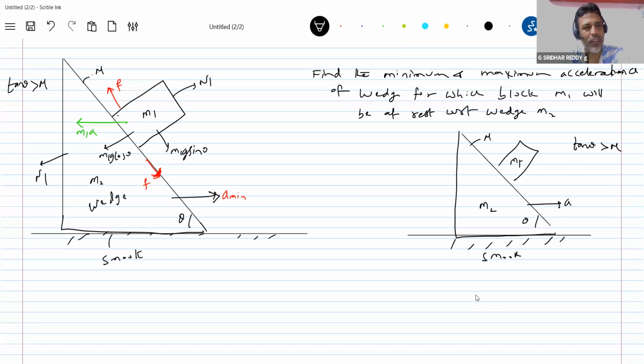So what all possible equations can we write on the block? On the block, N1 will act like this: m1g cos theta, m1g sin theta, and the friction should act up the incline on the block. Then what happens if I don't displace the wedge? If I don't accelerate the wedge, then what happens? As tan theta is greater than mu, the block will slide.